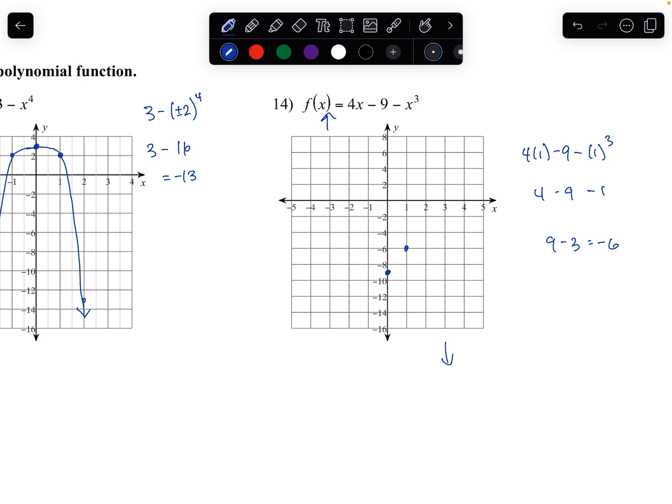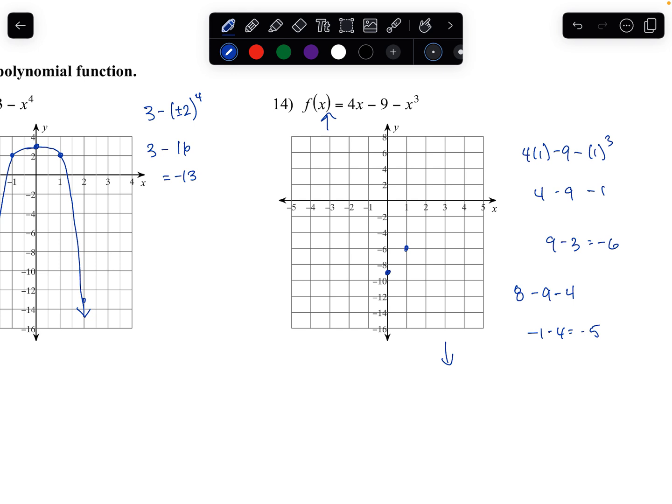Okay, so let's see if I can get that behavior by plugging in 2. If I plug in 2, that's going to become 8 minus 9 minus 4. So that's going to become 4 minus 9, right? Am I getting that right? 8 minus 9. 8 minus 9 is going to be -1 minus 4, and that's going to be equal to -5. Why does that still feel wrong right there? No, that's right. It's going to be equal to -5.